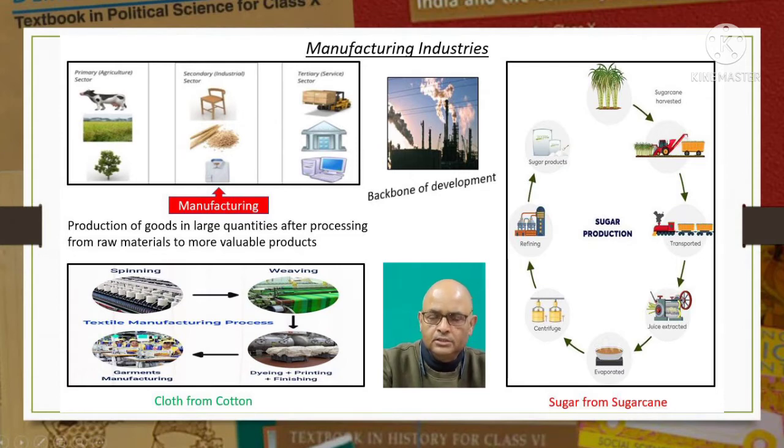You can see the processing of cotton and sugarcane here. So, where is this processing done? This processing is done in what we call manufacturing industries. And this is exactly what we are going to read in this chapter. We will deal with manufacturing industries which fall under the secondary sector. Let us begin with the importance of manufacturing.